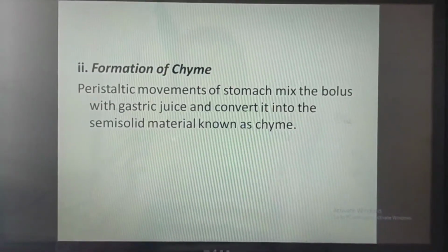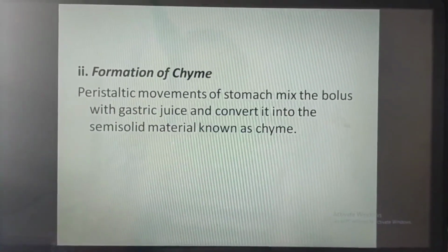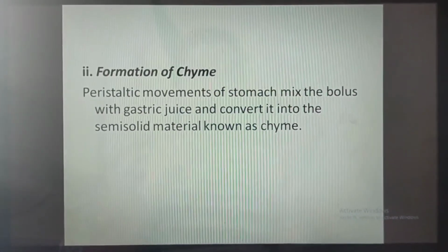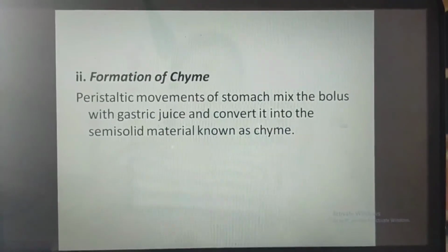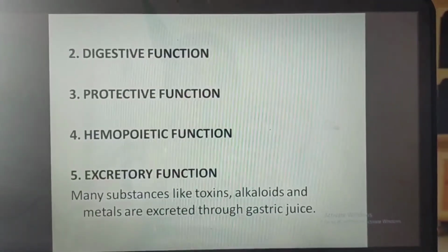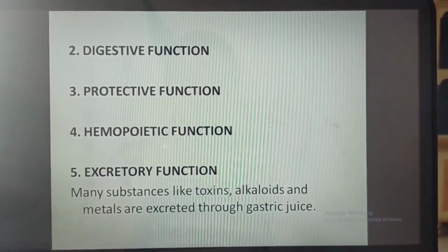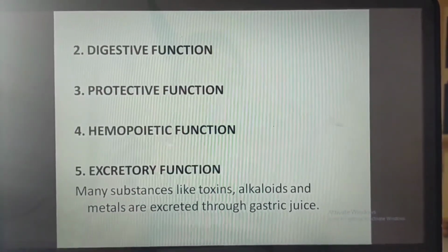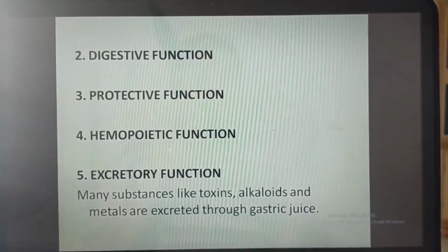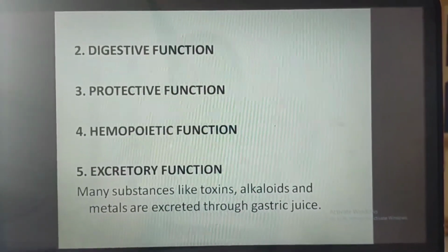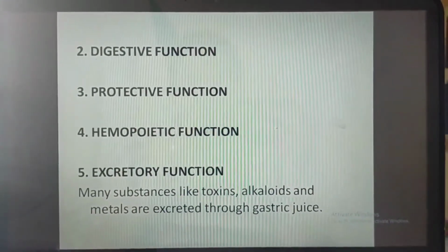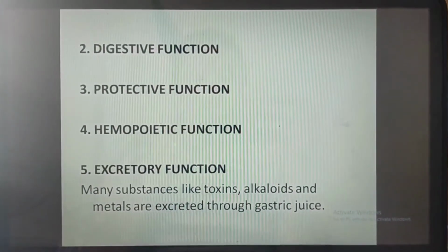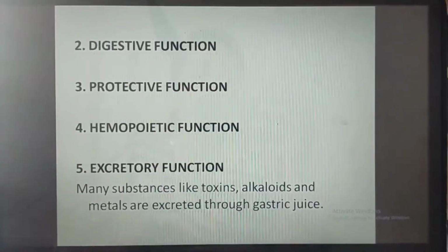Formation of chyme. Peristaltic movements of stomach mix the bolus with gastric juice and convert it into the semi-solid material known as chyme. Then there is a digestive function, protective function, and hemopoietic function. We'll talk about these three functions when we talk about the functions of gastric juice. Then there is excretory function. Many substances like toxins, alkaloids, and metals are excreted through gastric juice.